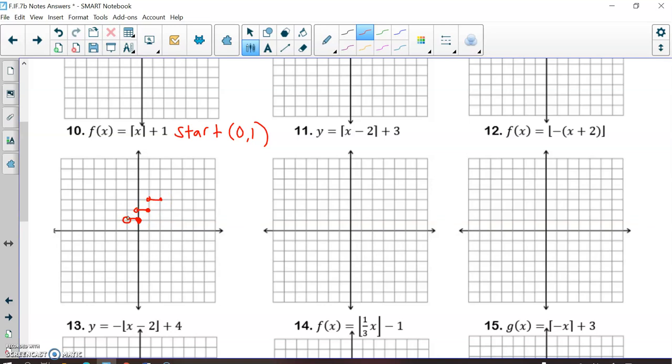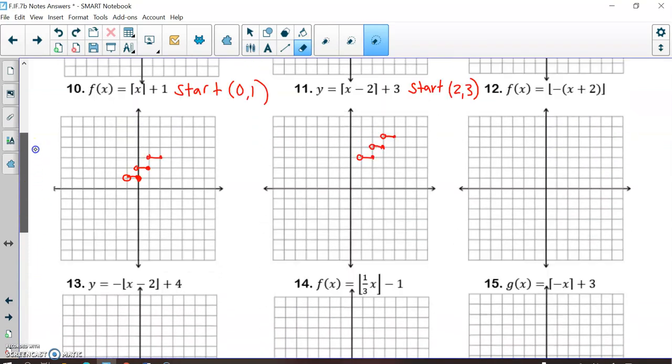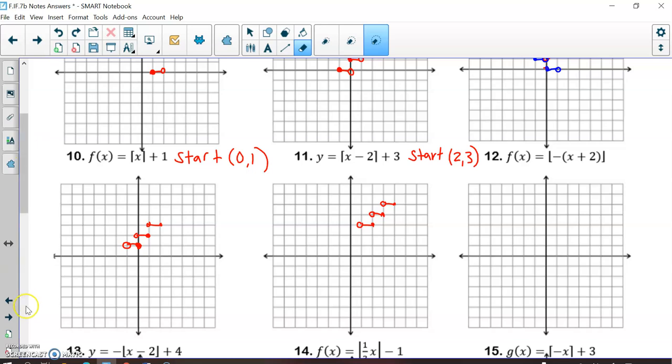All right, I'm going to have you do number 11 by pausing the video. Okay, so here's number 11. Now I'm going to save number 12 for the next video. We'll do 12 through 18 in the next video just to get some more practice with step functions.